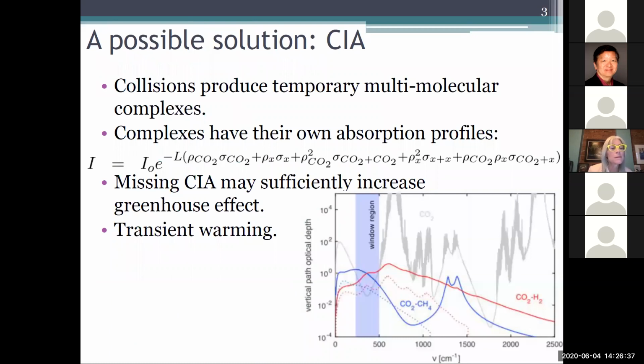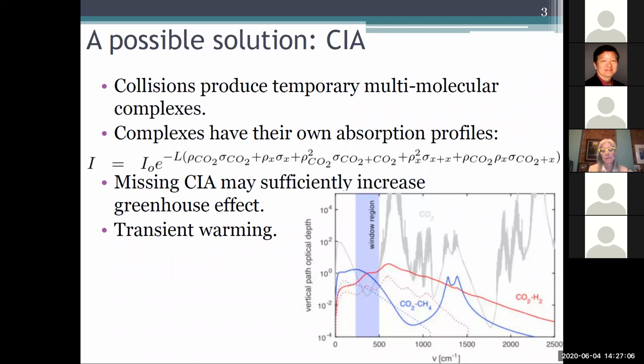So one potential way to get around this issue is collision-induced absorption. When you have two molecules in a gas, each molecule can absorb atmospheric radiation in its own way, and those are the single line absorptions. But if two molecules collide together, there's a temporary moment in time where the two molecules form a supramolecular complex, and that two-molecule complex has its own absorption features.